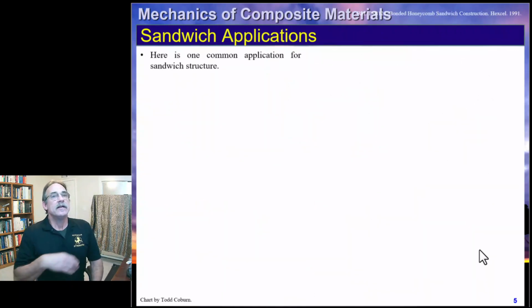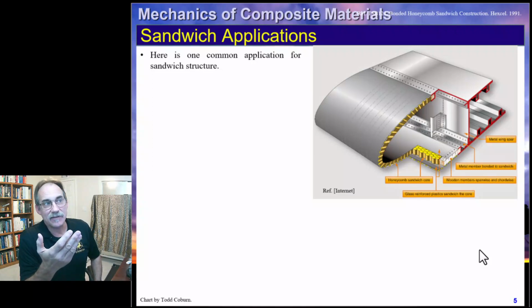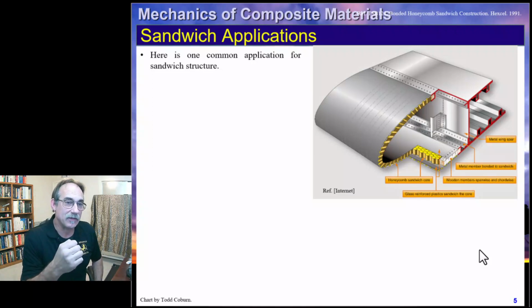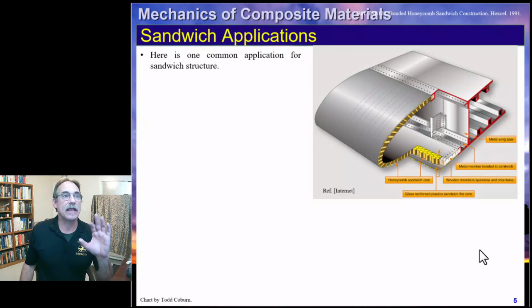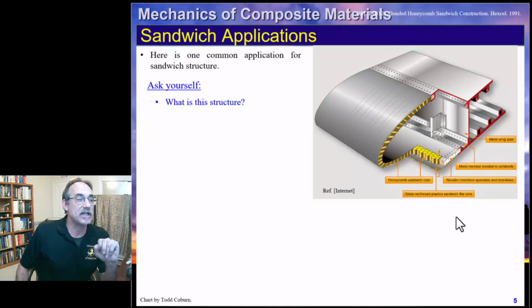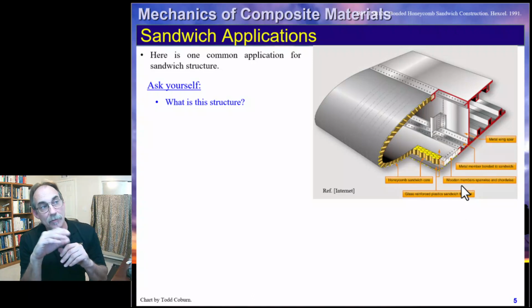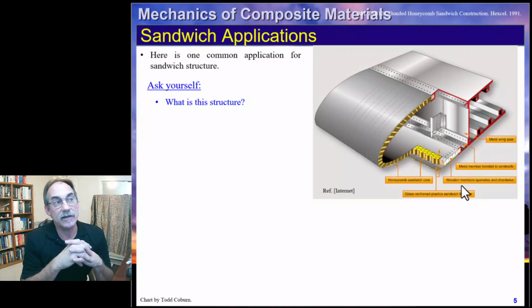Okay? So before we get started with our analysis, think about some applications. Look at this little structure here, and this is one typical kind of application, certainly by no means the only one. We're looking at this, and you can see we've got a core here, and you might ask yourself questions like, what is this structure? Well, this looks like the leading edge of a wing or a flap or something like that. And in those cases, you can see you've got your structural members.